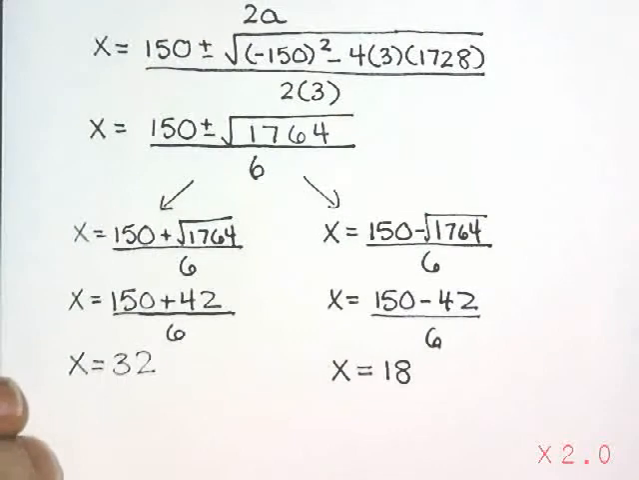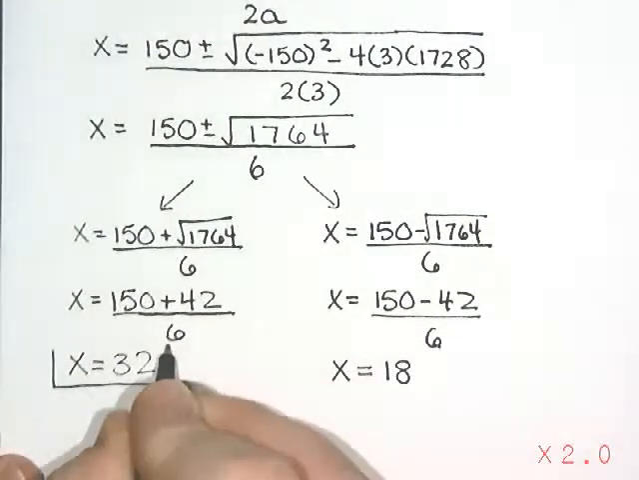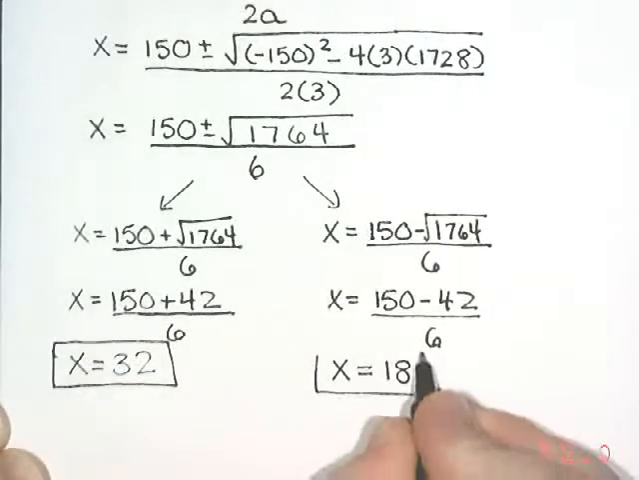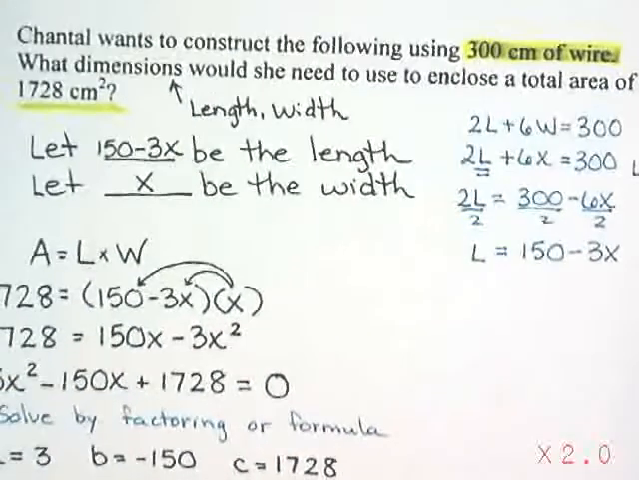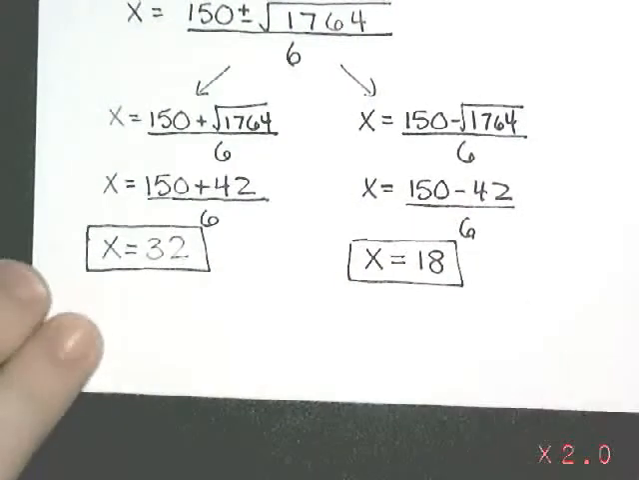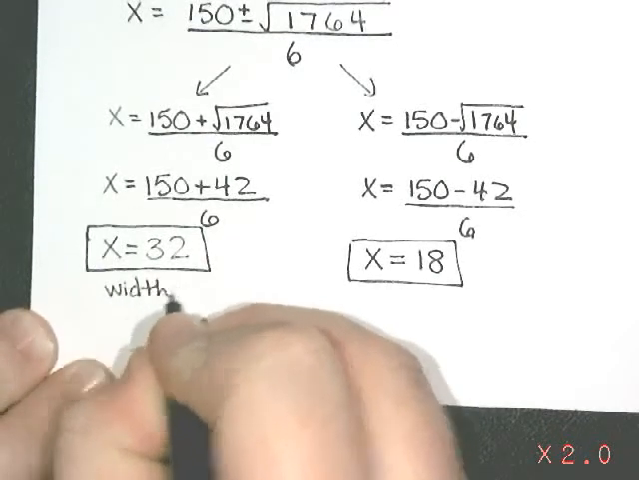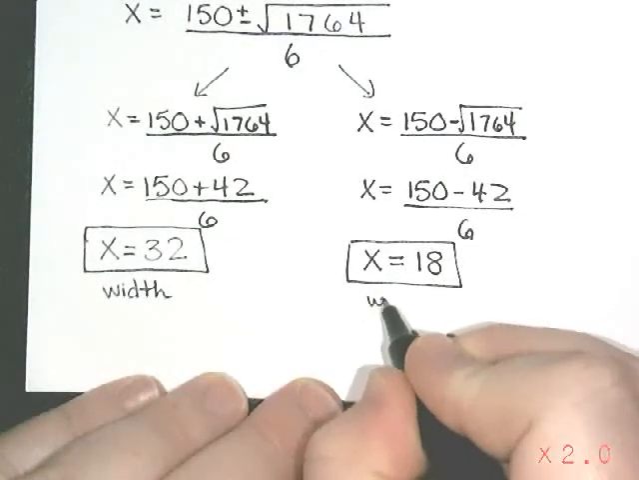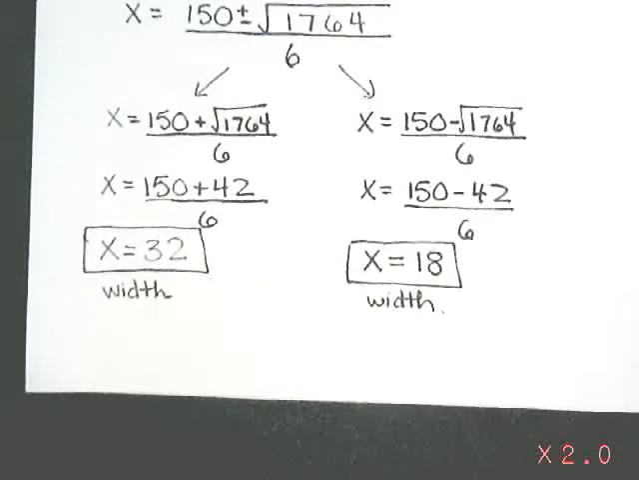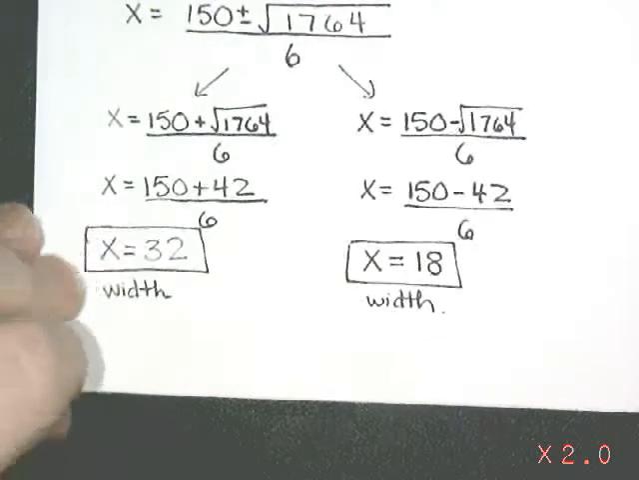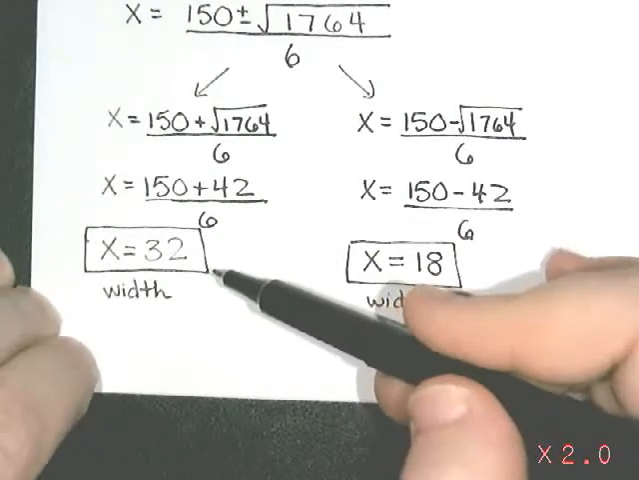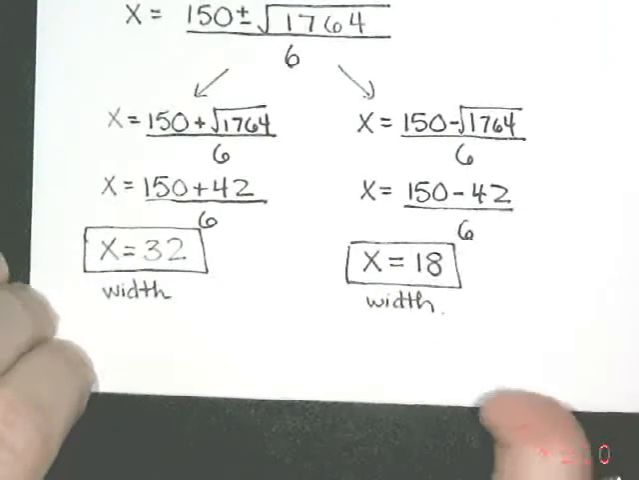So what you want to do at this point is go back to the question and look at what x was. What did we let x represent? If I go back up to the top, we let x be the width. So that means the width could be 32, which is an okay number. It's positive, so that would be okay for our width. Or the width could be 18, which is telling me that there are two entirely different ways that we could build that structure out of wire. So we're going to figure out if the width is 32, what would the length be? If the width was 18, what would the length be?